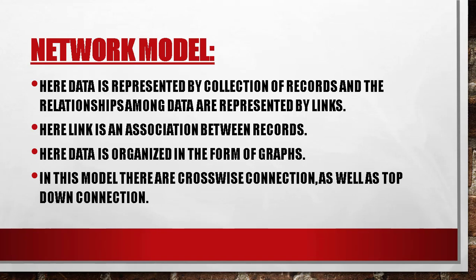The next model is called the network model. In the network model, data is represented by a collection of records and the relationships among the data are represented by links. Here a link is an association between records, and the data is organized in the form of graphs. In this model, there is a crosswise connection as well as a top-down connection.